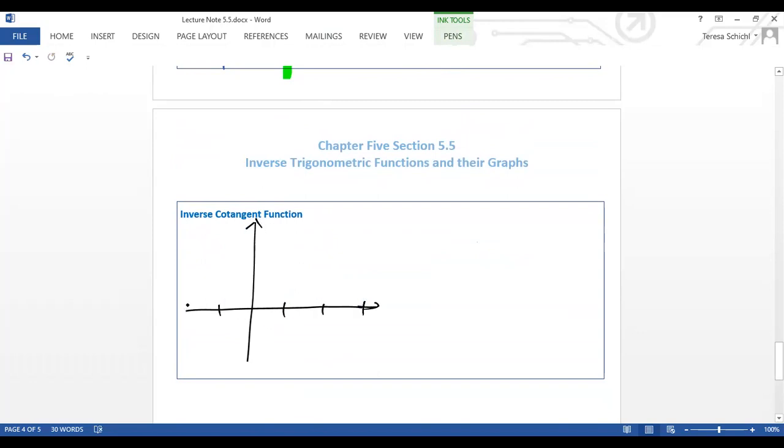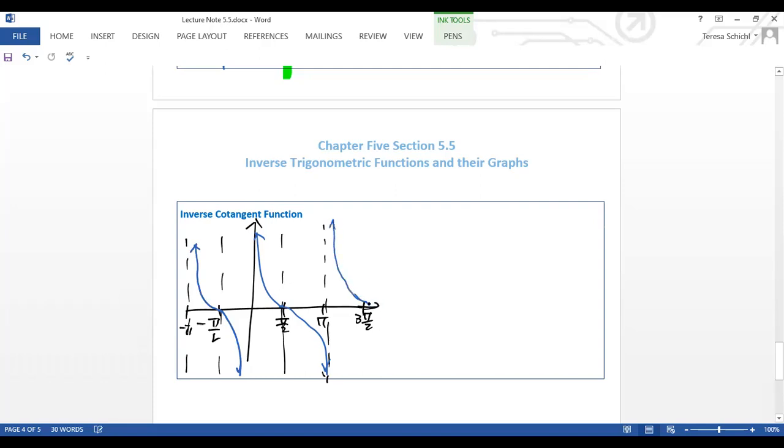So let's take a look at cotangent. This is pi over 2, pi, 3 pi over 2. This is negative pi over 2, and this is negative pi. If you remember the cotangent graph, it goes like this. This is my cotangent graph, and if you continue, the graph continues like that.